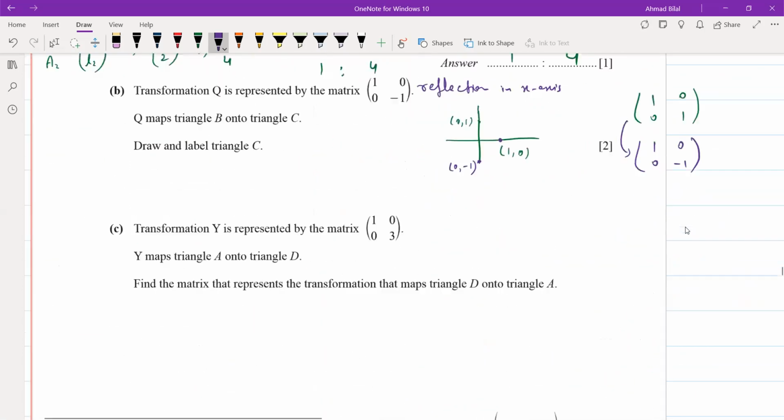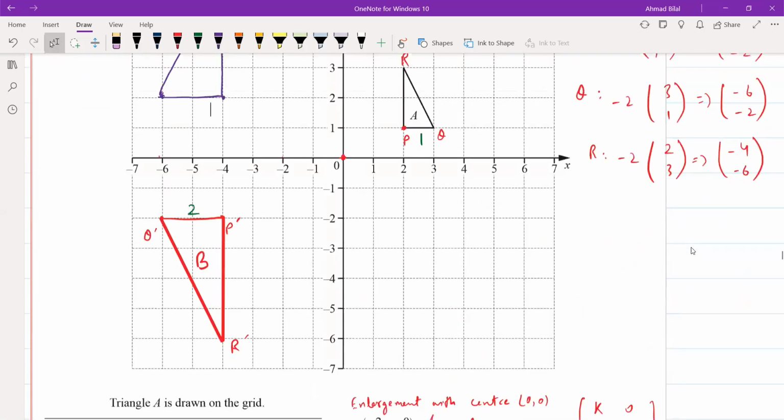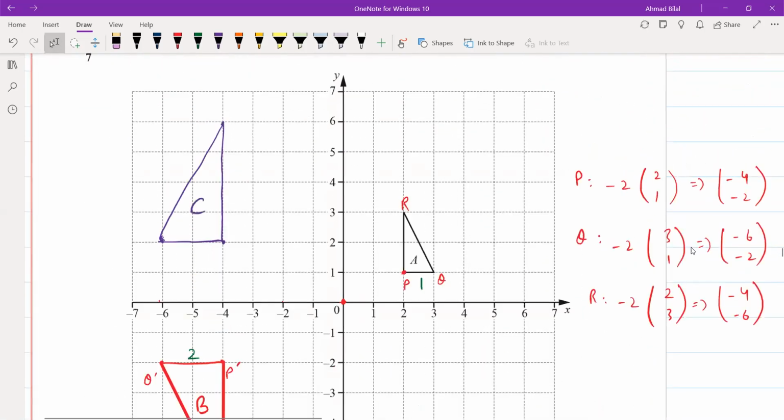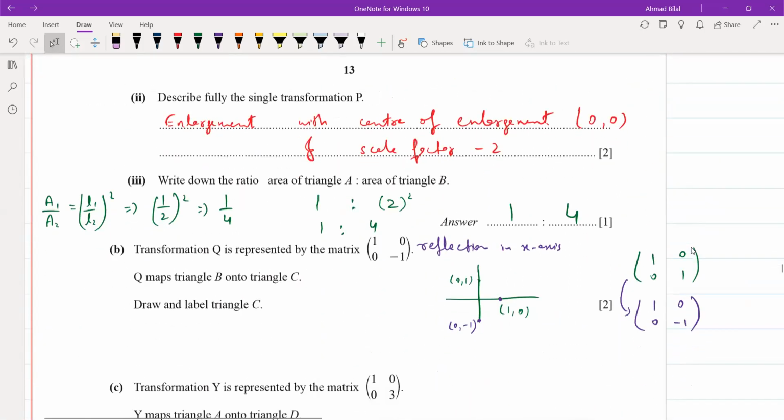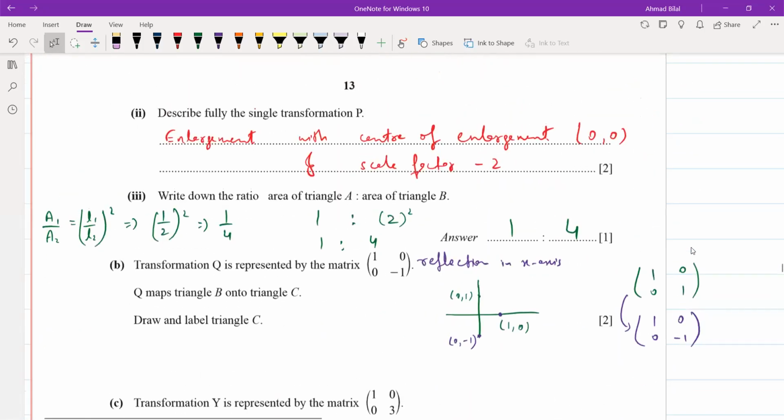इस figure को हमने label करना है C. So this is our triangle C. ये B की reflection है ऊपर. हमने transformation figure out कर ली matrix से कि वो कौन सी transformation हो रही थी. That was a reflection in the x-axis. Right? So that's one possibility.